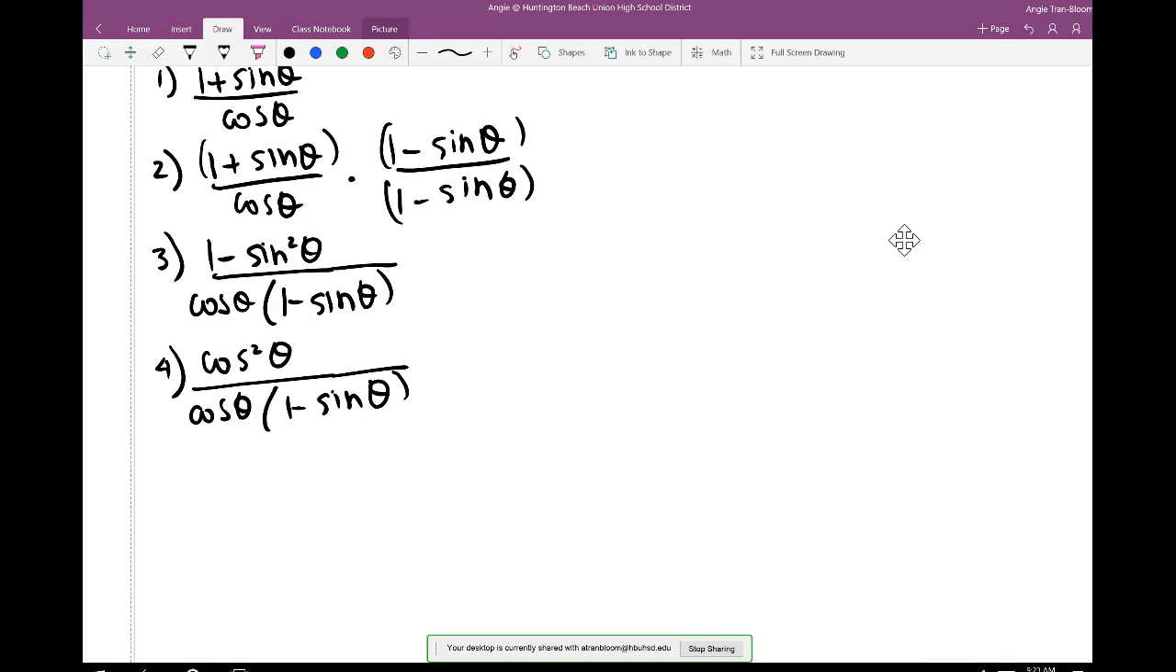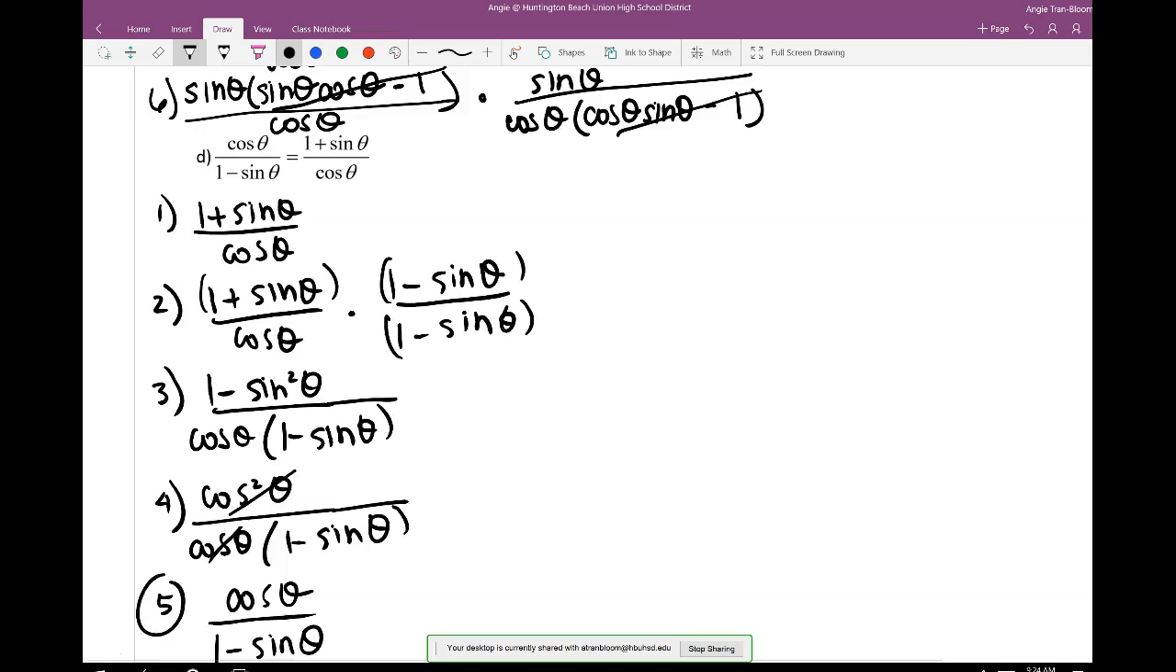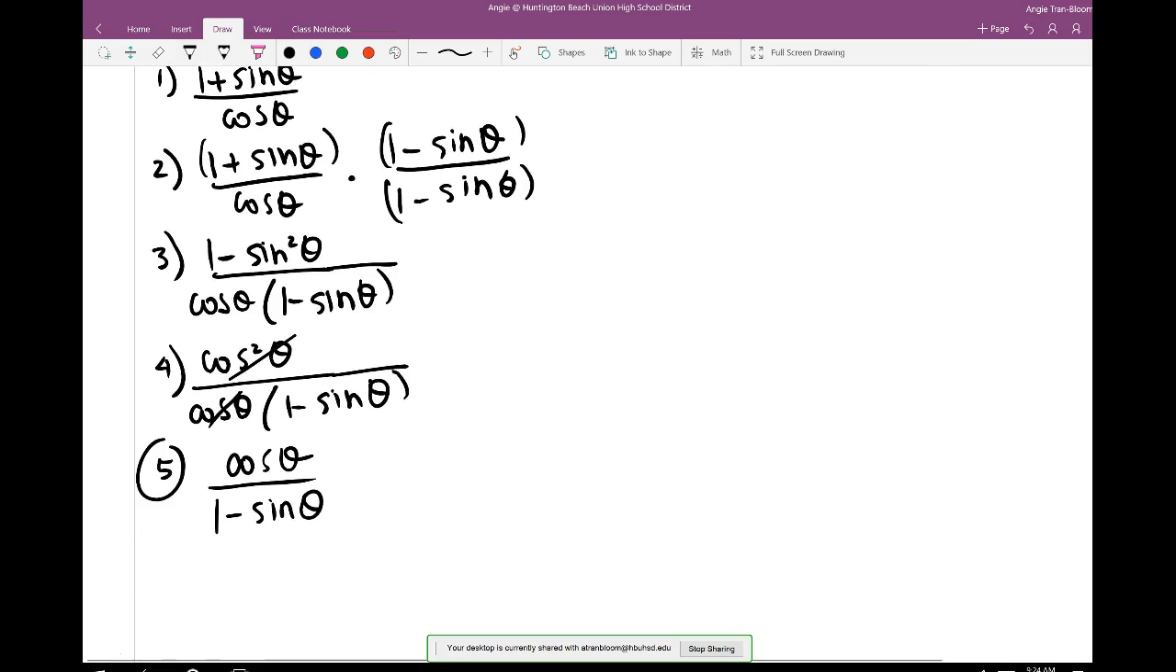All right, Team Lily, what do you want to do? Yes, I can. So last one is cosine now over 1 minus sine. Is this my goal, by the way? Let's double check. Yep, that is my goal. Very good. Lily E.